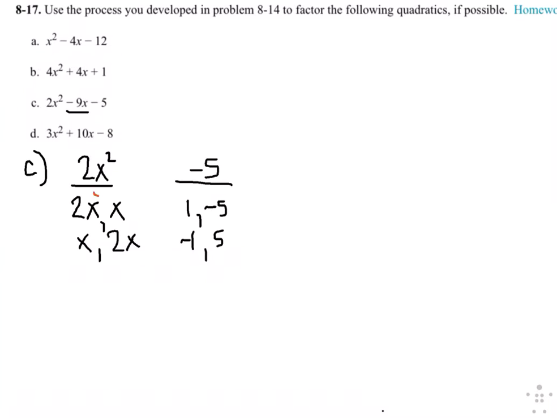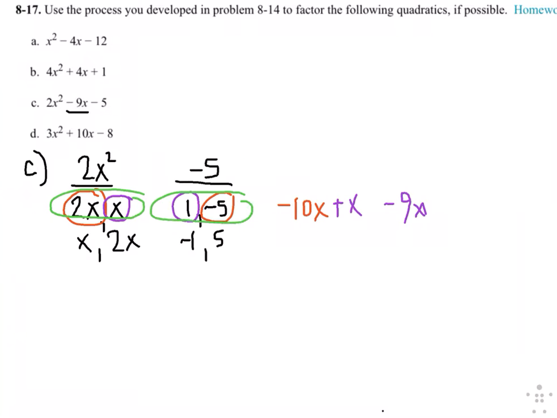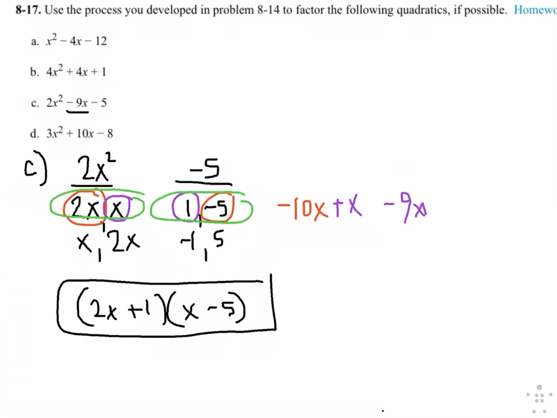So I'm going to do the outer. That gives me negative 10x. And then the inners, x and 1, that's plus x. So that's negative 9x. And we got lucky. We got it on the first shot, right? So we were looking for negative 9x, and we got it. So the two pairs, then, are these two pairs, written in that exact order. So we get 2x and x, and then 1 and negative 5. And there's C in factored form.